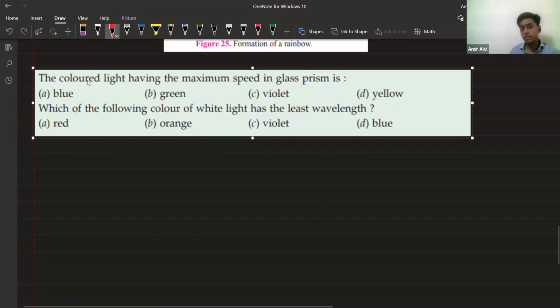Let me know the answer. Mariam, you also let me know the answer from your side. Which one is correct? I'm giving you 1 minute. Let me know in the chat. Which has the maximum speed in the glass prism and which one has the least wavelength?